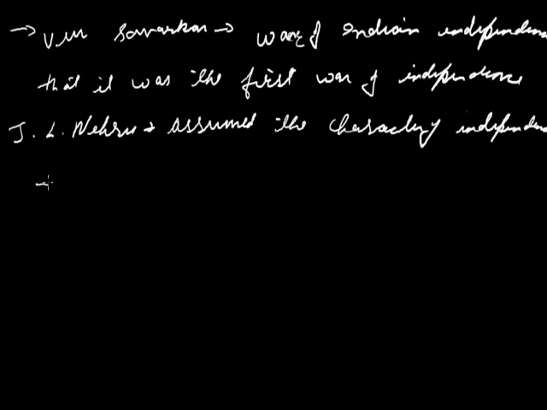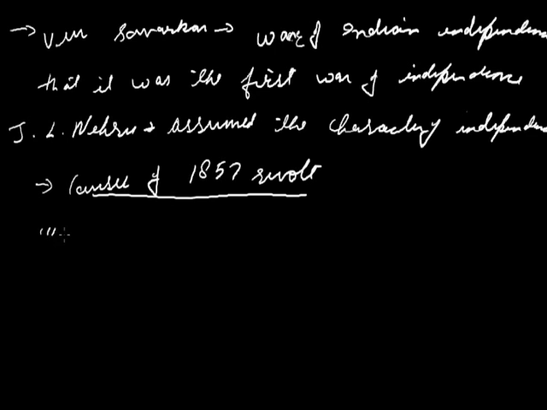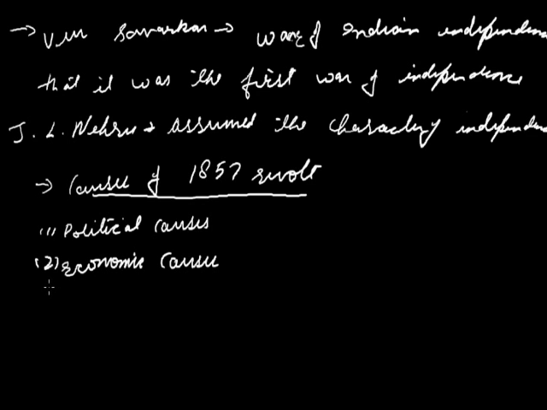Now, let us look at the causes of the 1857 revolt. The causes did not lie in one, whether political or economic or social. There were various causes for the widespread revolt of 1857. That is, political causes. Second, economic causes. Third, social and religious causes.